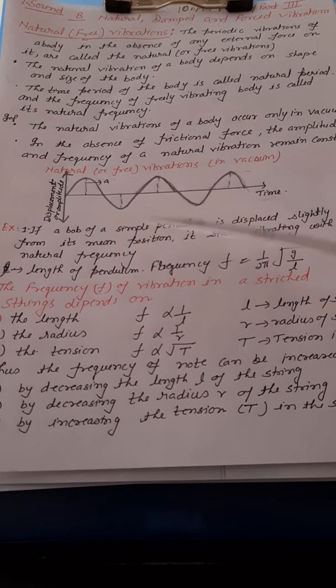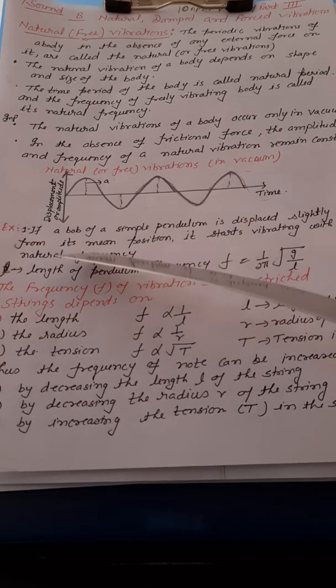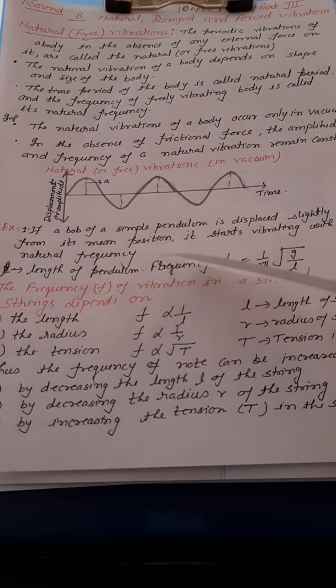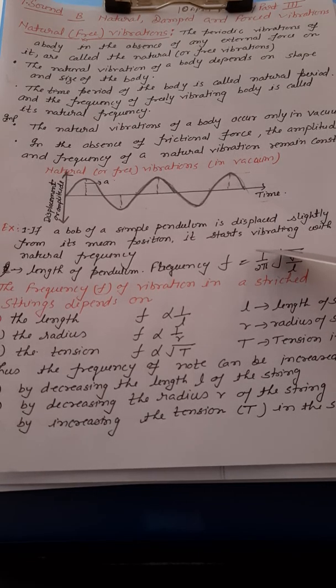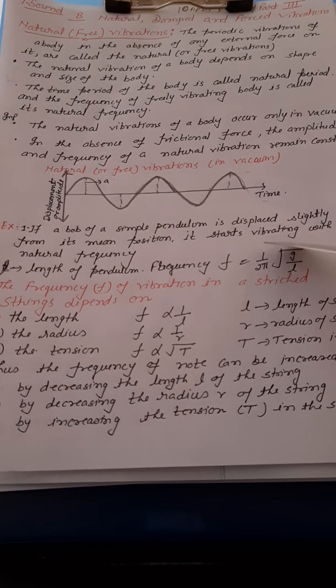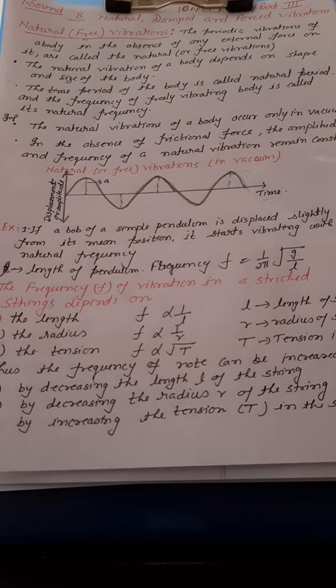And as an example you can take: if a bob of a simple pendulum is displaced slightly from its mean position, it starts vibrating with its natural frequency in vacuum. And the frequency is given by the formula f equals 1 upon 2 pi square root of g upon l. g you all know, and l is the length of the pendulum.